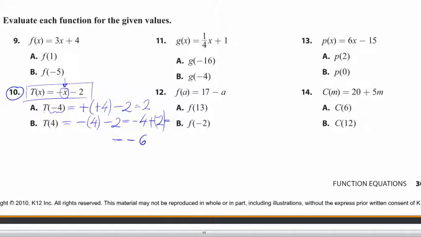The value of the function for x equals negative 4 is 2. The value of this function for x equals 4 is negative 6. Similarly, you can solve all the other problems in this category. Any questions? Let me know.